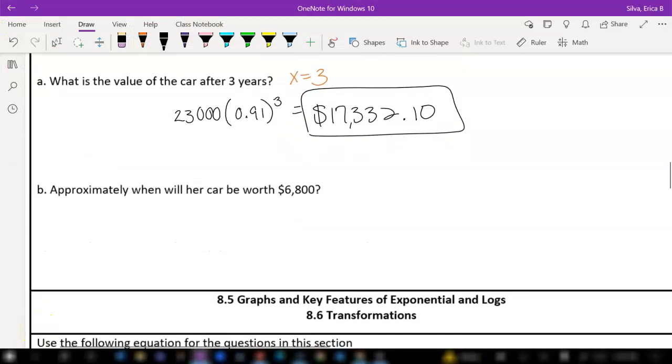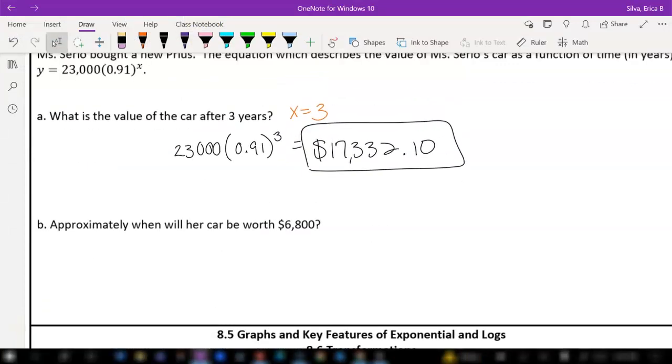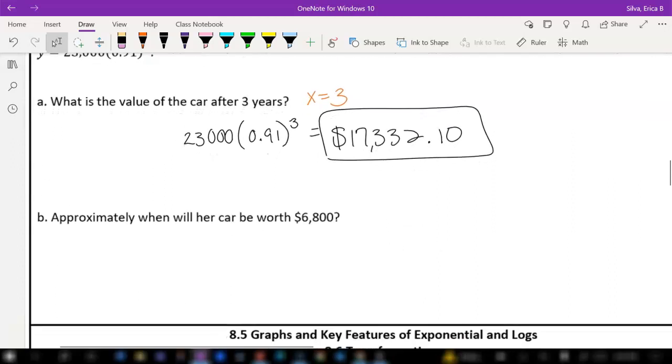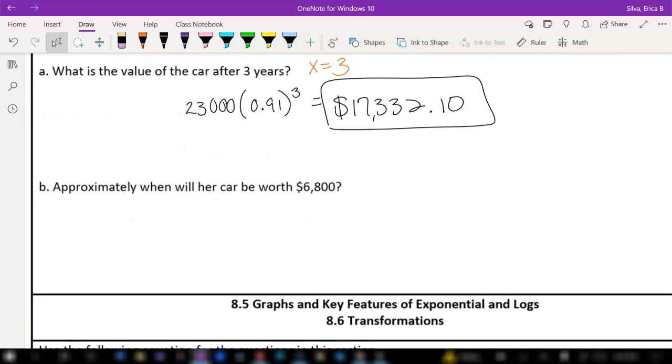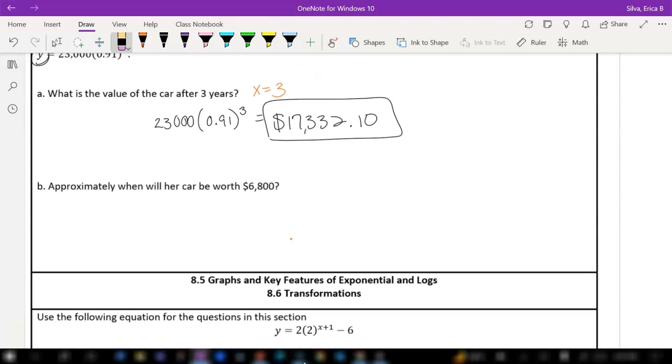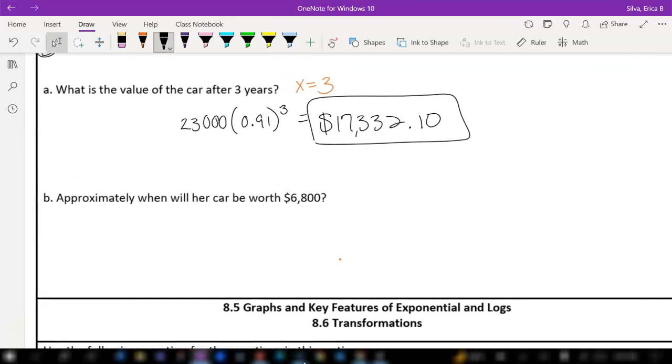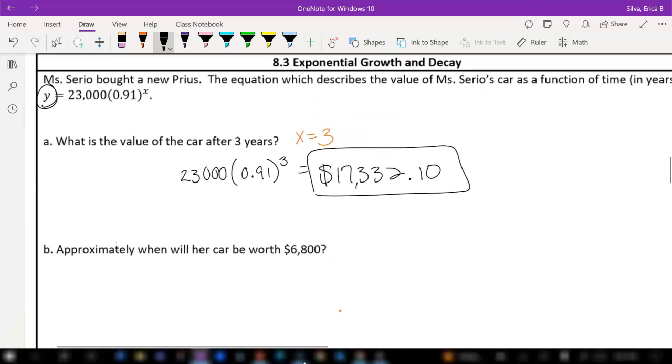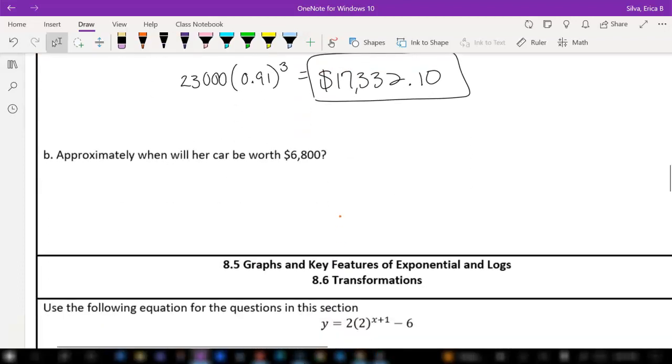17,310 cents. Now it's asking approximately when will the car be valued at 6,800? So this is the value when the car is worth 6,800. We're going to substitute this y for that amount. So we're going to say 6,800 is equal to the equation to the power of x.